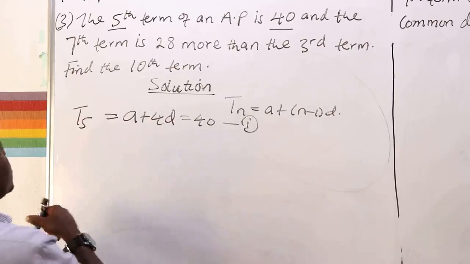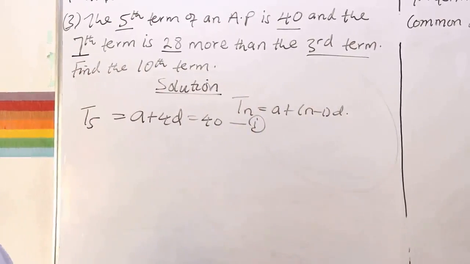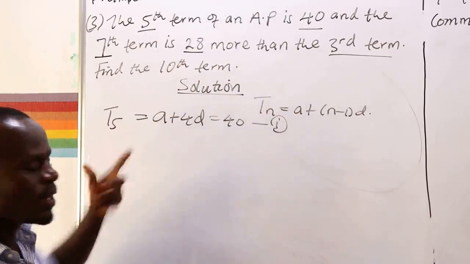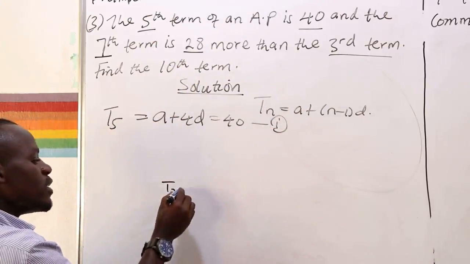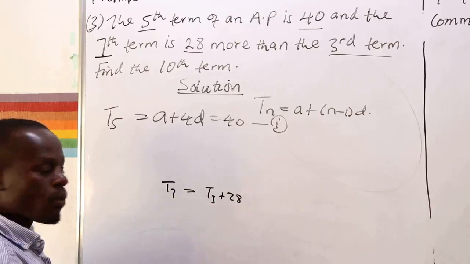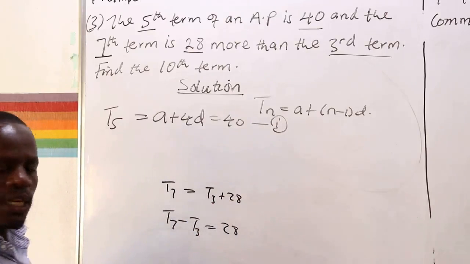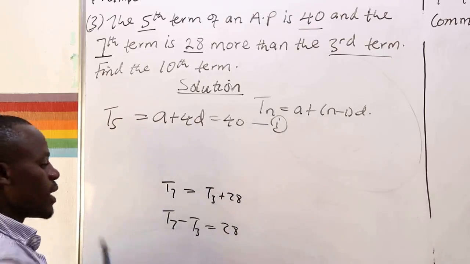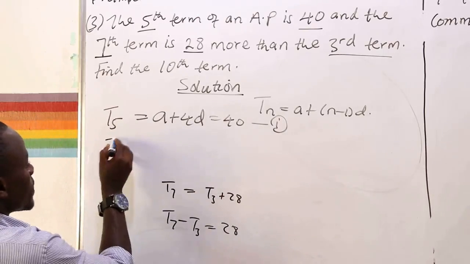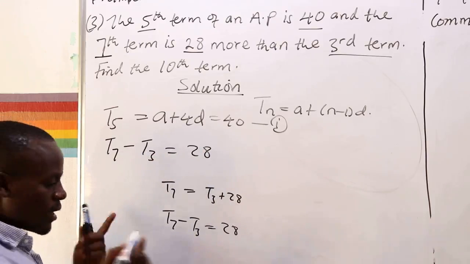Then the next thing is, the 7th term is 28 more than the 3rd term. Please don't confuse yourself. The 7th term is 28 more than the 3rd term, not that the 7th term is 28. What that means is that the 7th term is going to be the 3rd term plus 28. Or you can say the 7th term minus the 3rd term will give you 28. That's what this question is talking about. So any of these two approaches you use, you get it right. So let's use the second one. That is the 7th term minus the 3rd term is 28.